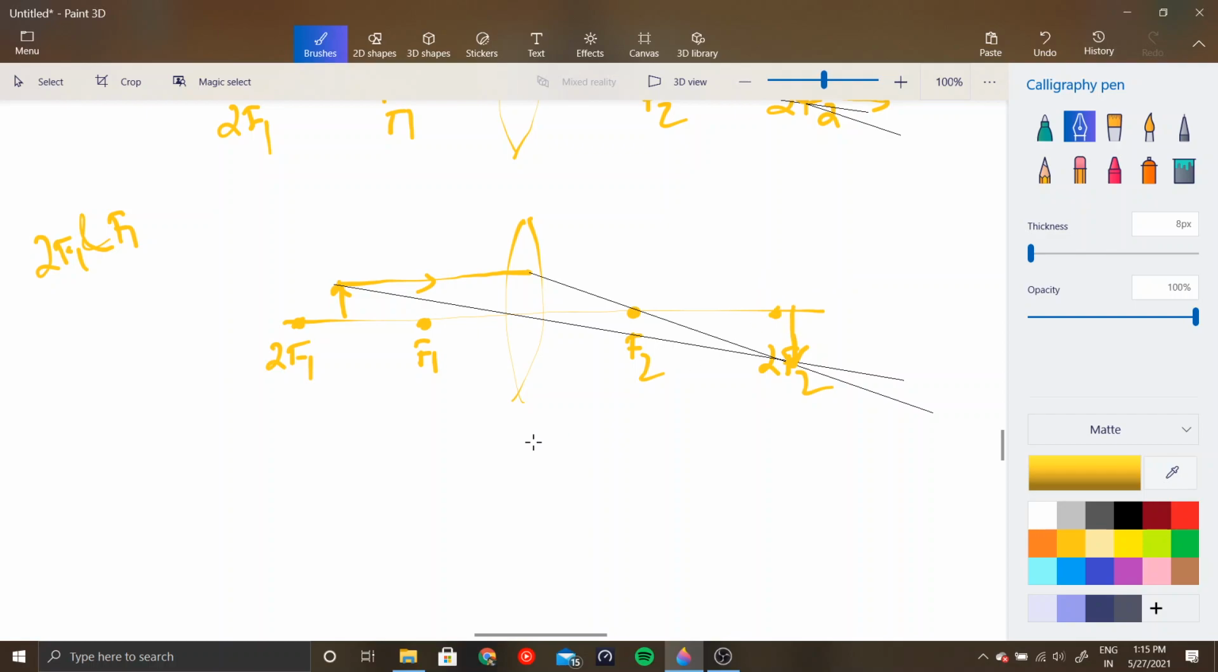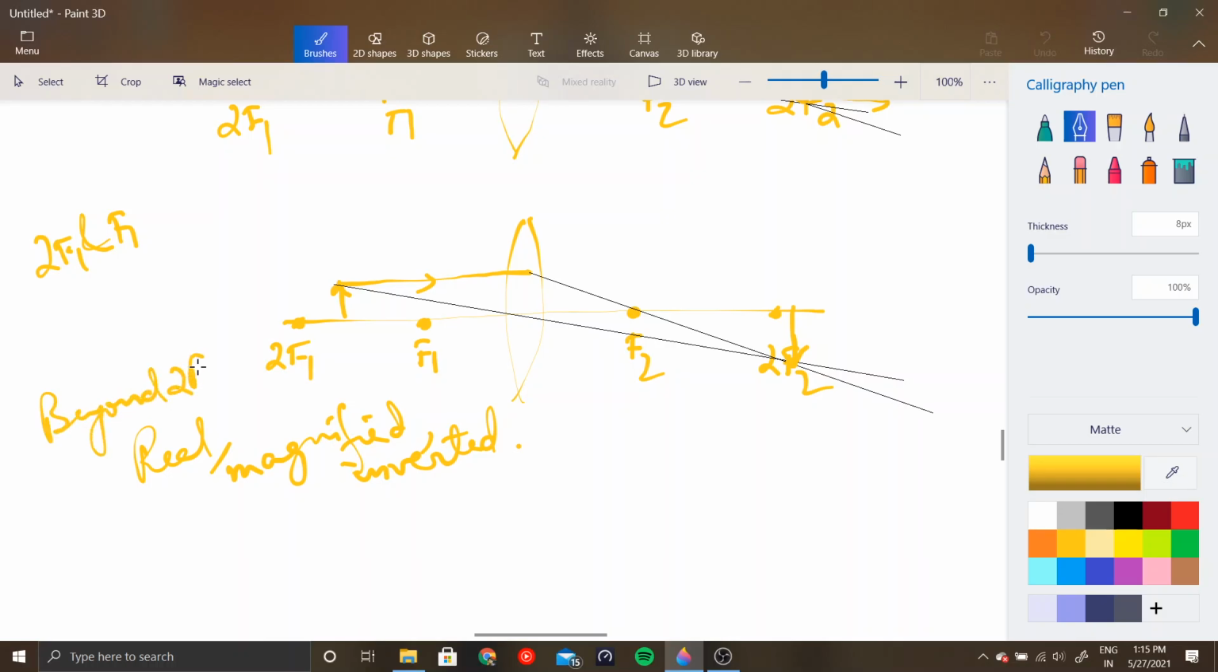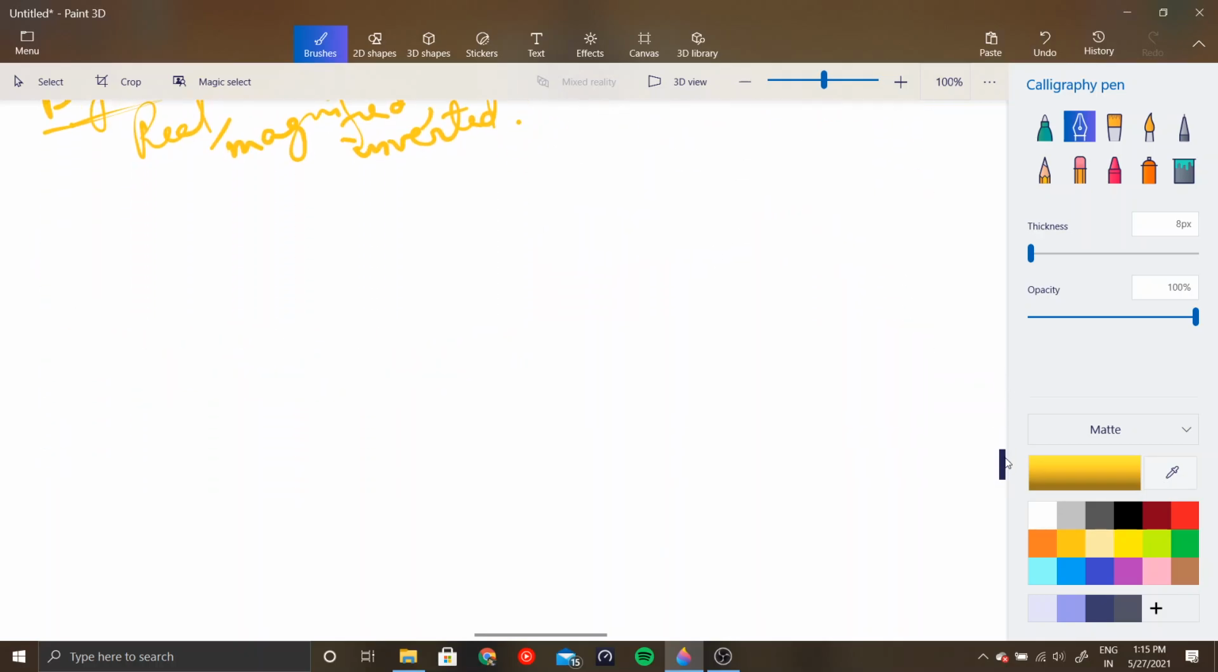Okay, so now this image is real, magnified, inverted, and it's formed beyond 2f2. I guess you guys have actually figured out the pattern till now. If not, from the table I will show you later, you can figure it out.